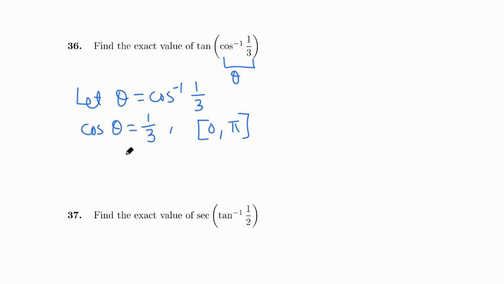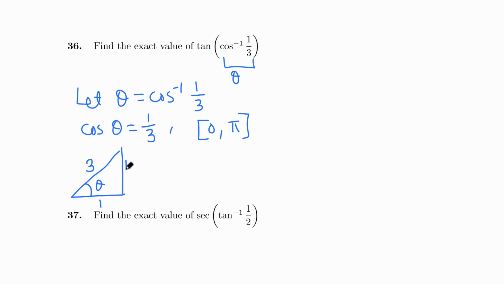From this we need to determine tangent theta. One of many ways is to draw a right triangle based on this and find tangent theta. So cosine theta is adjacent over hypotenuse. So let me draw a right triangle with angle theta. The adjacent is 1 and the hypotenuse is 3.